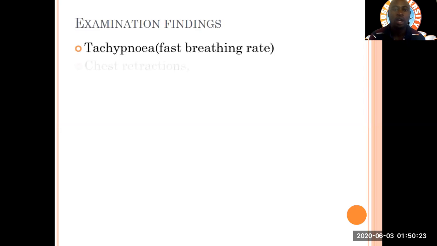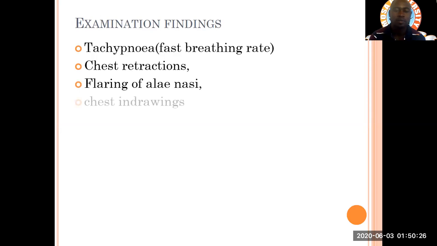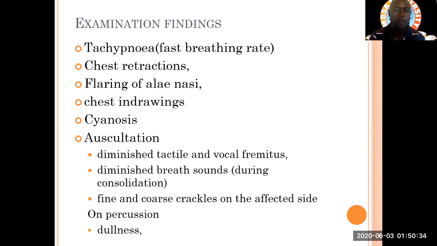Others will present with abdominal distension. When you do a physical examination, you'll find that these babies will present with cyanosis. There will also be signs of chest indrawing as they breathe. If you look at the nose, there will be flaring of the alae nasi. Also, you find fast breathing, which is tachypnea.